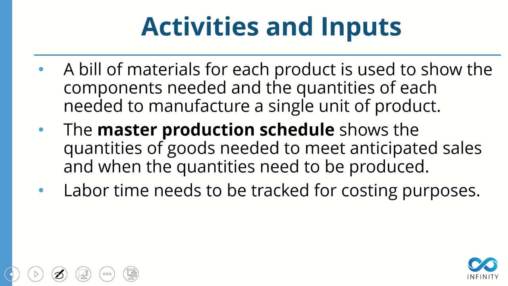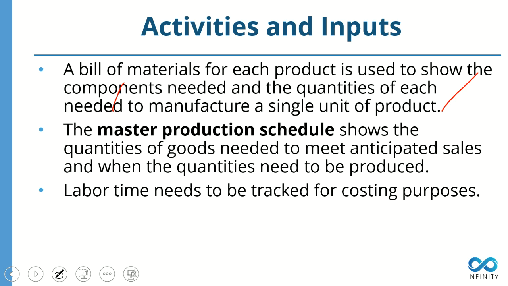A bill of materials for each product is used to show the components needed and the quantities needed to manufacture a single unit of product. So to make one unit, how many components are needed? That's what we call the bill of materials. That needs to be confirmed, and that can be done through an AIS.